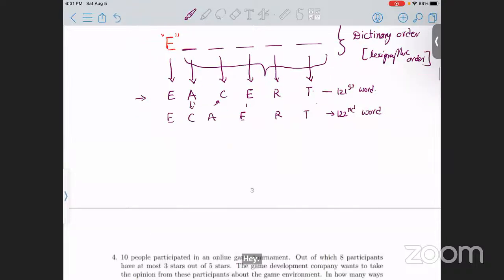How will you find the dictionary order? It is very easy. Here there is AC. The next possible thing is C. Second is C, and first you have to go here. A should come here, because CA comes first compared to CE.